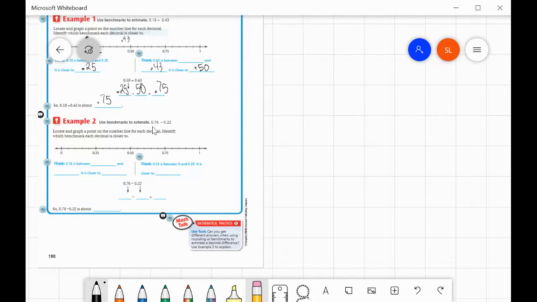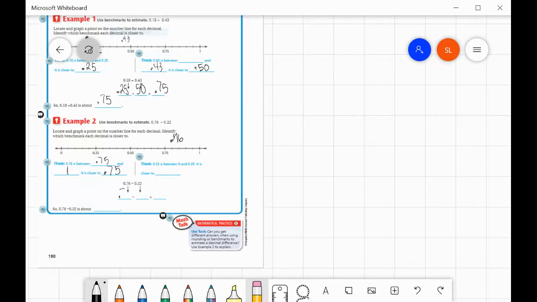So 0.76 is between 0.75 and 1. Which is it closer to? Is it closer to 0.75 or is it closer to 1? Well, it's much closer to 0.75. So we will use 0.75 as our benchmark for 0.76.